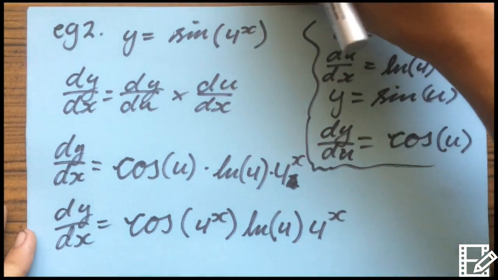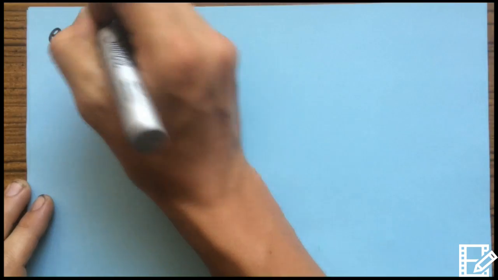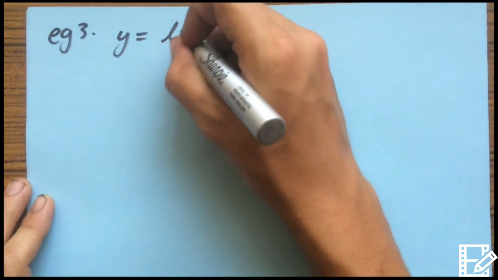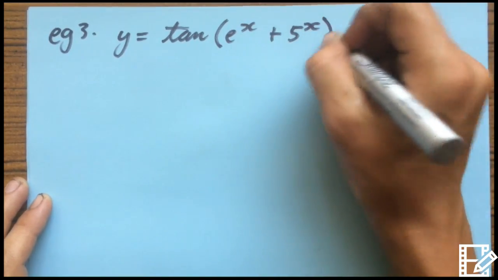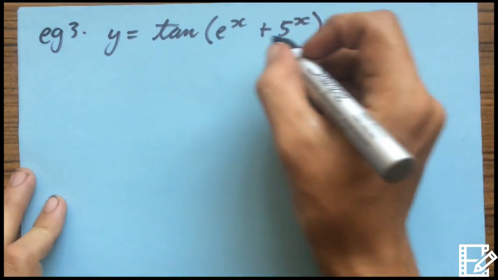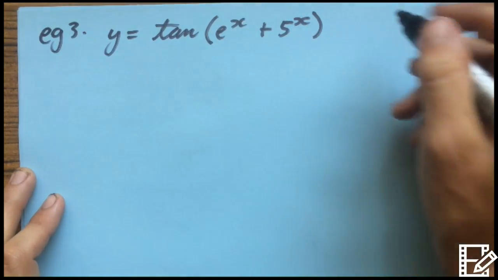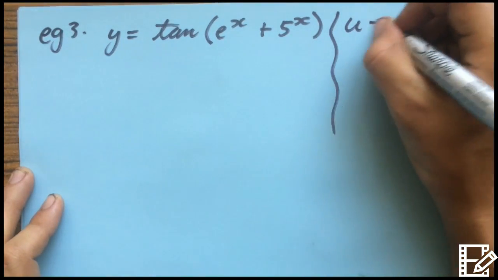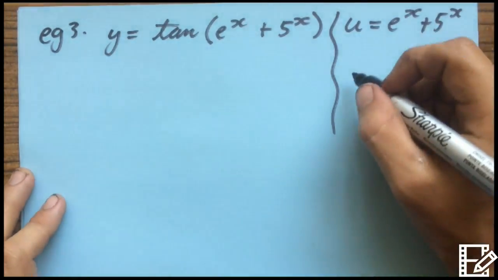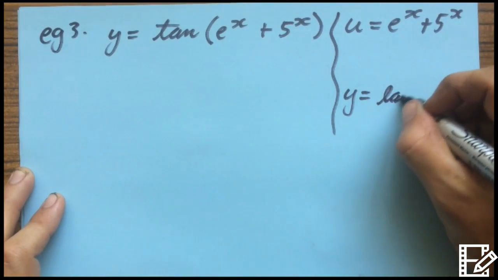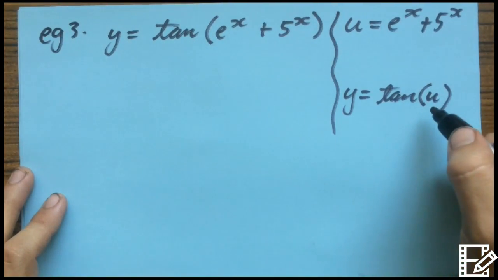Now we'll do one more example. Let's say y equals tan of e to the power of x plus 5 to the power of x. So we have our function within our function of tan. u will make e to the power of x plus 5 to the power of x, and we'll make y equal to tan of u. So we have a function u within the function y.